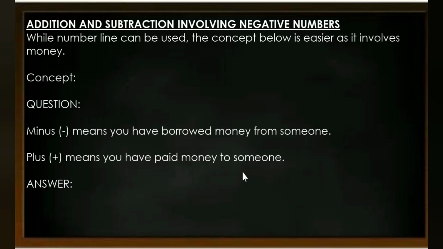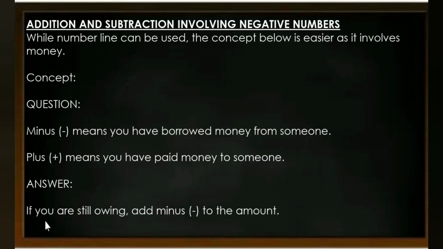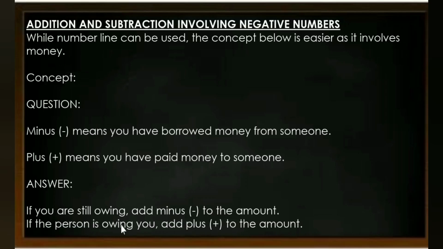Just take note. Now, in order for you to write your answer, you are going to ask yourself, are you still owing someone, or the person is owing you? If you are still owing, you have to add a minus to the amount you are owing the person. If the person is owing you, you have to add a plus to the amount that the person is owing you. So let's take some examples for clarity.